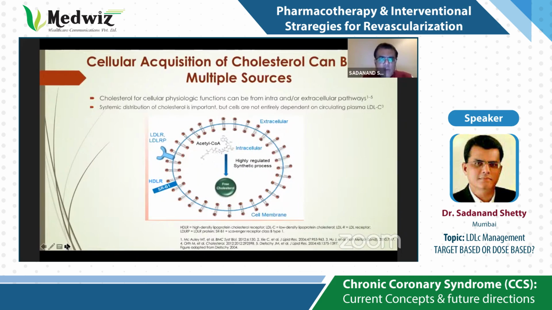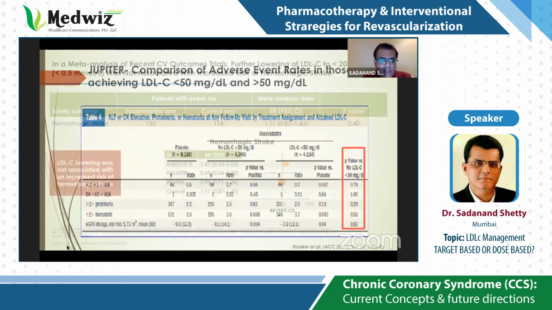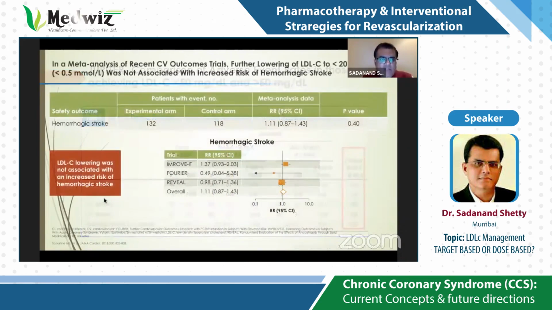As I said, cellular acquisition of cholesterol occurs in both an extracellular and an intracellular way, and synthesis of cholesterol occurs in the cell. So the plasma LDL doesn't alter the cellular function. If you see the JUPITER study, LDL less than 50 versus more than 50, again the adverse events are not significantly different when we have LDL getting less than 50.